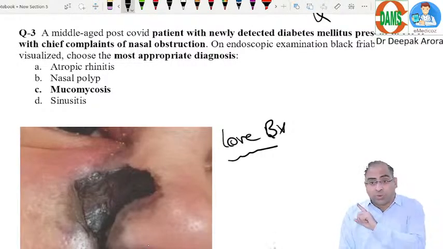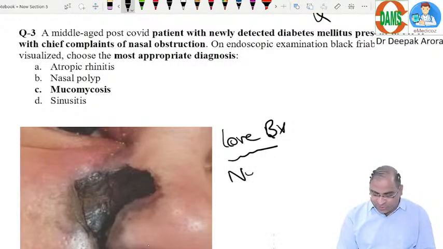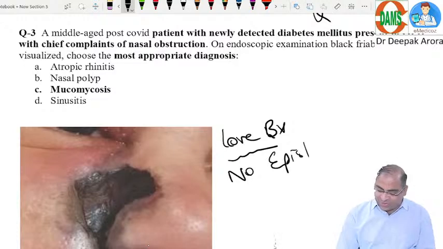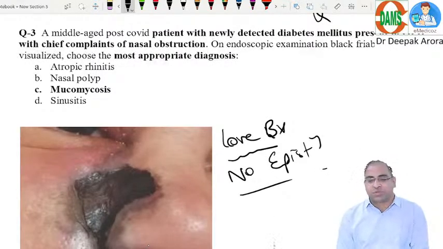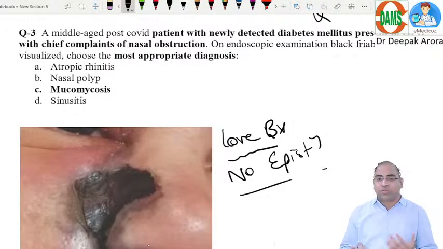Clear? There will be no epistaxis. This patient will have no epistaxis. Just remember, this is a favorite tricky MCQ. A very favorite question of the AIIMS examiner. No epistaxis. There will be no bleeding. Everything is necrotic, so it is a question of bleeding.